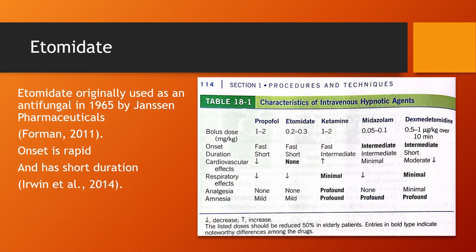We know that etomidate, we have to focus on this drug because this drug was originally used as an antifungal in 1965 by Janssen Pharmaceuticals. The onset, as you can see there in that chart, is fast, the duration is short, and there are no cardiovascular effects, which is good. It does decrease respiratory effects, which is good.